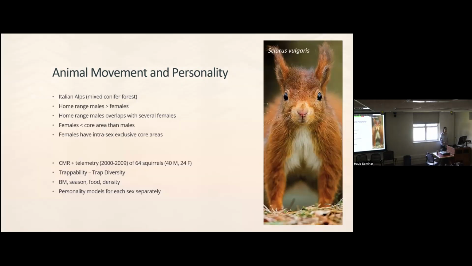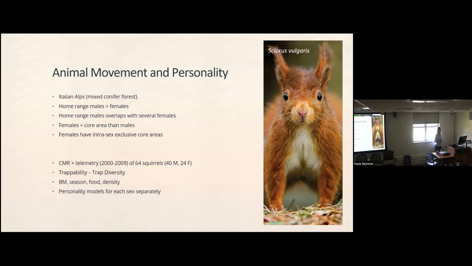To answer this question, my study system was in the Italian Alps, and the target species was the Eurasian red squirrel, Sciurus vulgaris. I'm going to give you just a little background on their movement ecology because it's going to be functional to the rest of the presentation. Males generally have bigger home ranges than females, and male home ranges also overlap with several females because of their reproductive strategy. Females have smaller core areas than males, and also they have intra-sex exclusive core areas because they want to protect their resources.